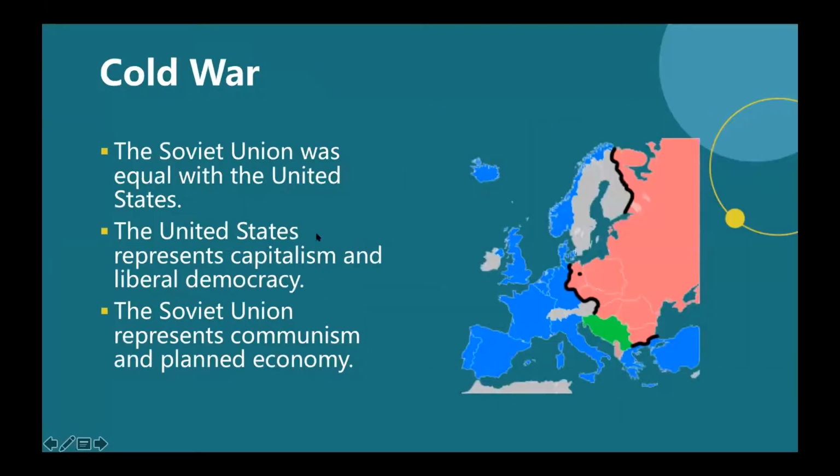Cold War. The Cold War began with the United States and Russia, the Soviet Union at that time being equal to the United States. The United States represents capitalism and liberal democracy, but the Soviet Union represents communism and a planned economy. At that time, we also had communism in mainland China, and the USSR and China were in conflict, though not actual fighting at that time.